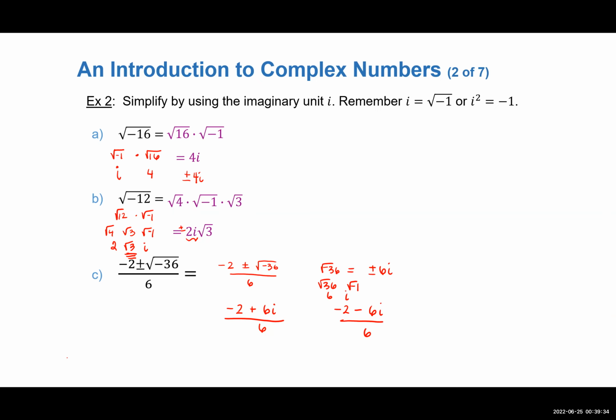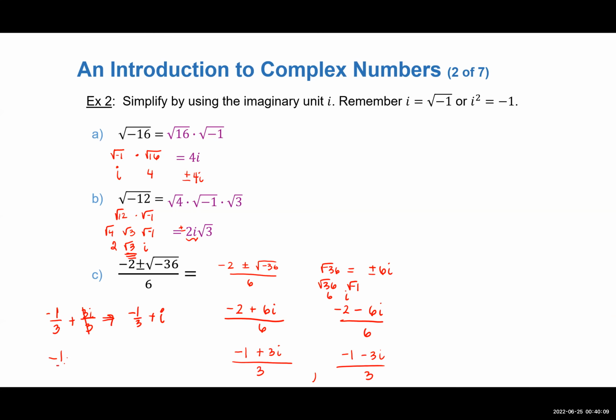So then we continue. All of these are divisible by 2. So if we reduce it, this becomes a 1, a 3, and a 3. The 1/3, it's the same thing right here, but you could look at both of these separately. -1 over 3 plus 3i over 3, which gives us -1/3 plus i, because the 3's cancel.